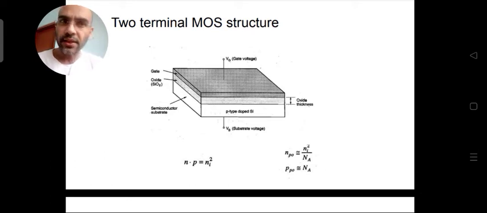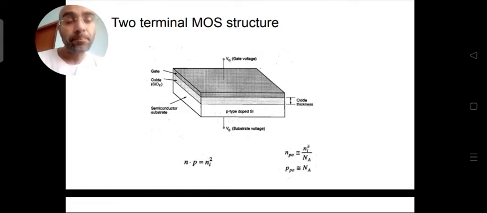So ni is the intrinsic charge concentration. Okay, so from this particular equation, if you want to find the amount of majority charge carriers, in the case of p-type material it will be np0, which you can find by this equation, ni squared by na. So na is the doping concentration. If you dope the material with a trivalent impurity, then it is an acceptor type of impurity. Okay, so this is what it is.